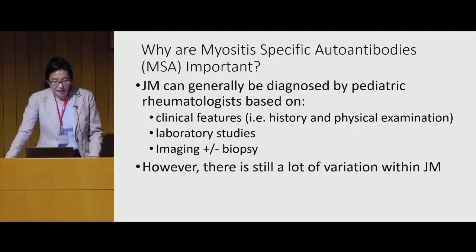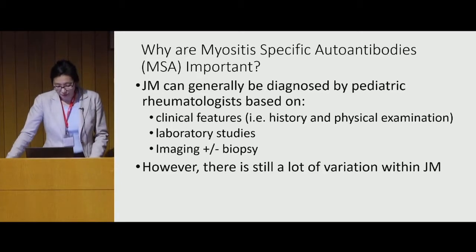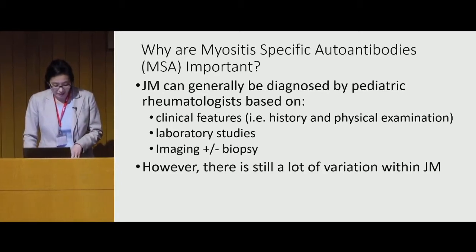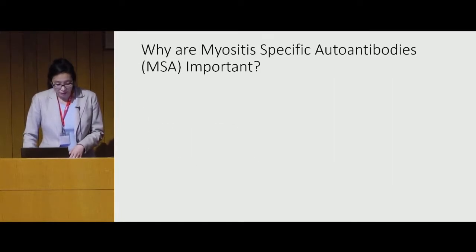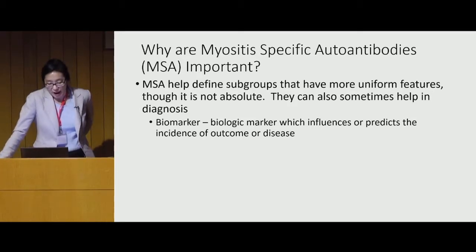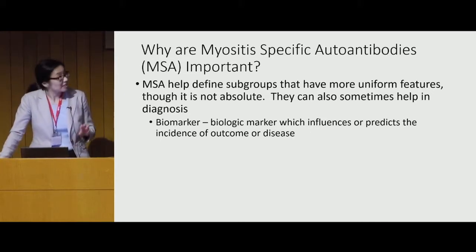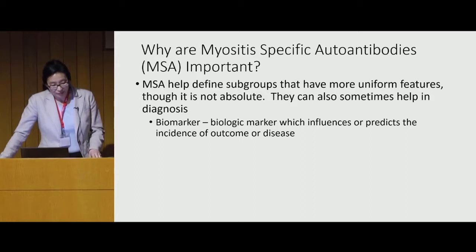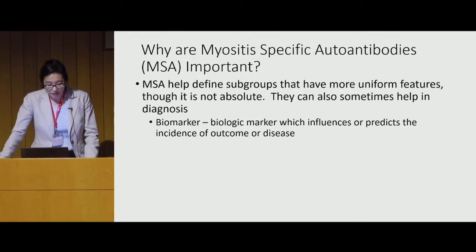But there still is a lot of variation in juvenile myositis. There are many juvenile myositis patients that haven't read the textbooks and don't follow exactly what's classically seen. So sometimes in those cases, myositis-specific antibodies can be helpful even in diagnosis. But in general, even if they're not necessary for diagnosis, they can help define subgroups within the large umbrella of juvenile myositis that have more consistent features within that subgroup, though it's not 100%. Not everyone with the same MSA group will have the exact same features.